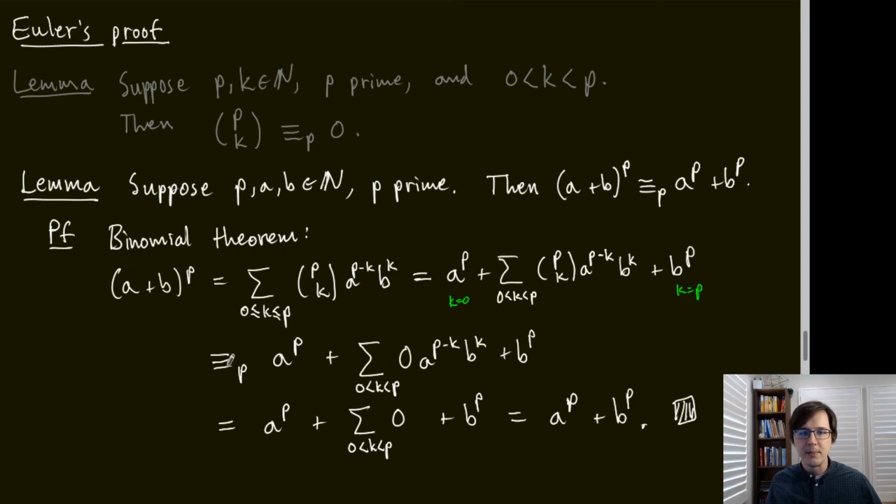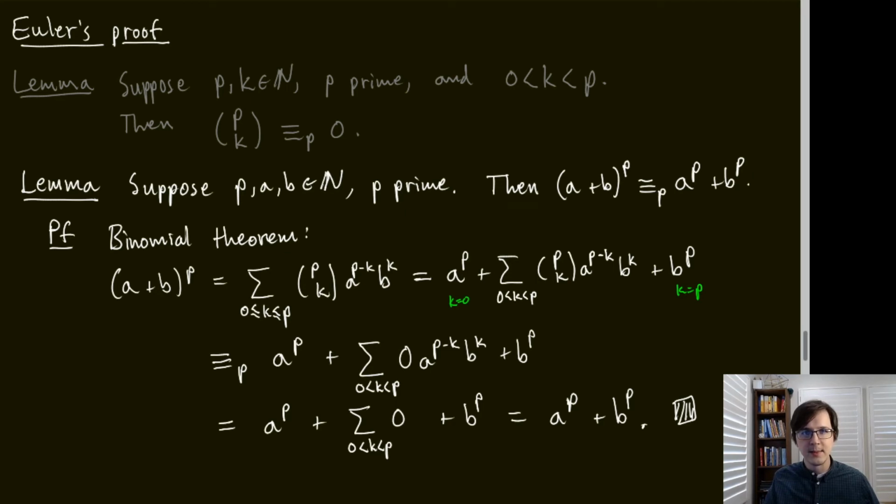So mod p, we have a to the p plus, and then in the sum, we have p choose k, which according to this lemma is congruent to 0 on this range. So we can replace it mod p with 0. And then after that sum, we have b to the p. And 0 times anything is 0, and a sum of zeros is 0. So we get that this left-hand side is indeed congruent mod p to a to the p plus b to the p. Okay, so that is our second lemma.